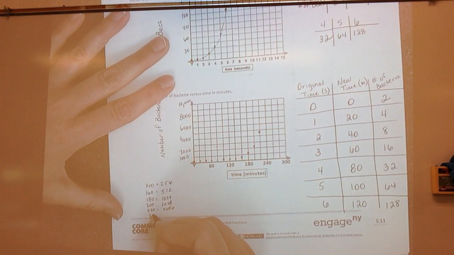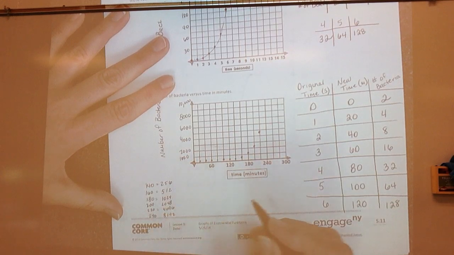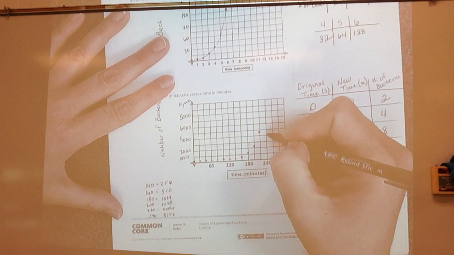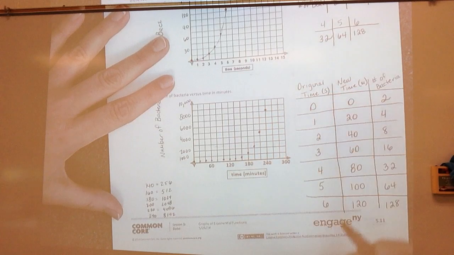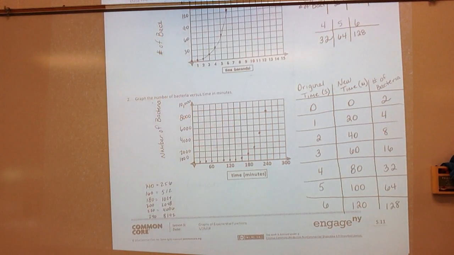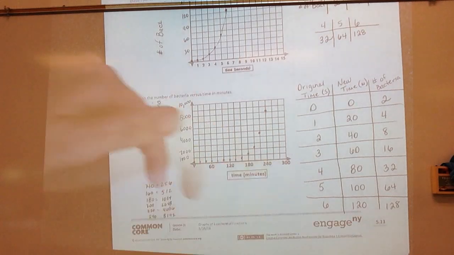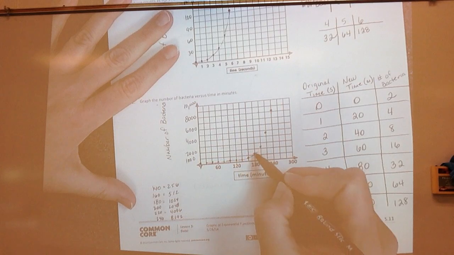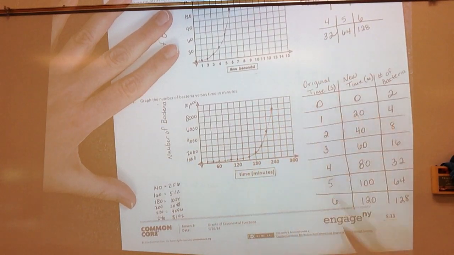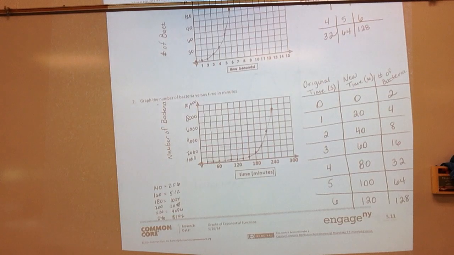Alright, so 240 would give us 8,192. And then, like I said, you're going to see that I can't even put the rest of mine on there because I'm going to have over 16,000 in the next 20 minutes. But you can now see that my graph is going to start taking that turn. And now my number of bacteria is getting there. Okay?